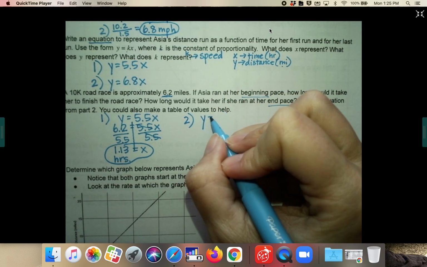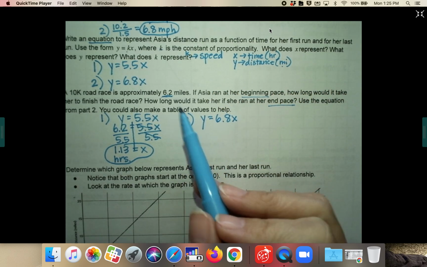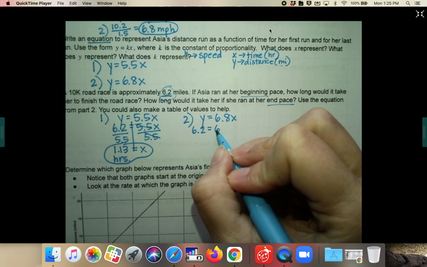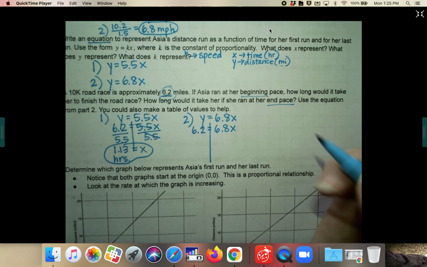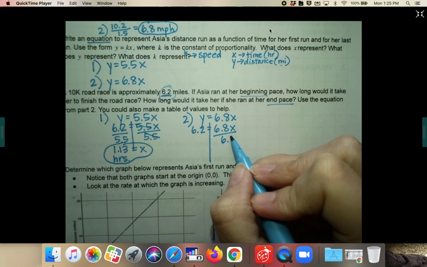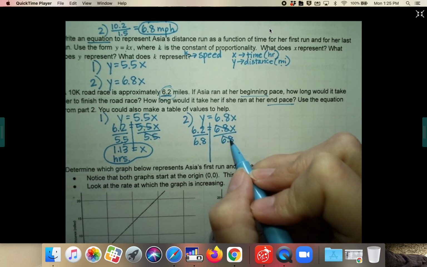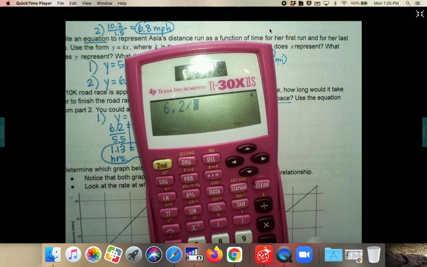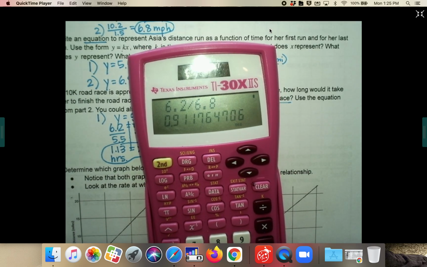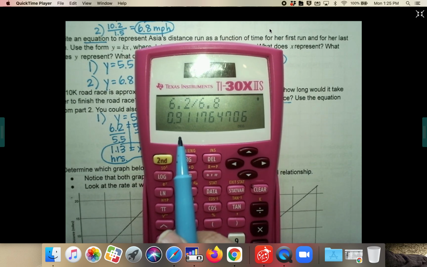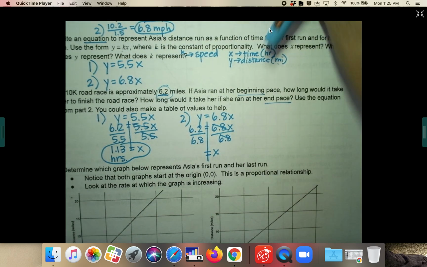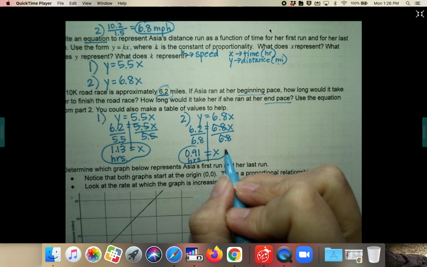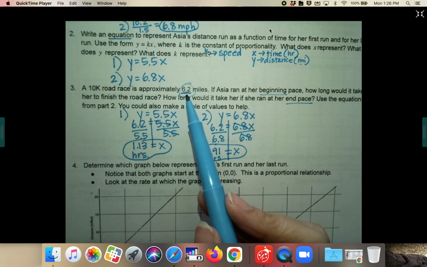So our ending equation was y equals 6.8x. And again, the race is 6.2 miles long, which is our y. So we're going to plug that in for y, and we're just going to solve the equation. To get x by itself, you would divide both sides by 6.8. And I don't know what that is, but I'm going to use my calculator. 6.2 divided by 6.8 is under an hour. It's approximate, but I'm going to say it's about 0.91 hours.